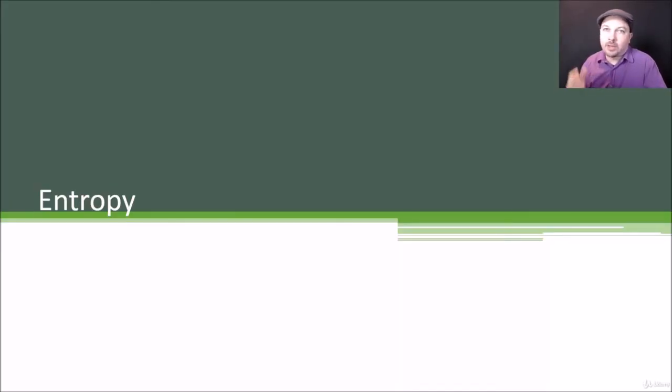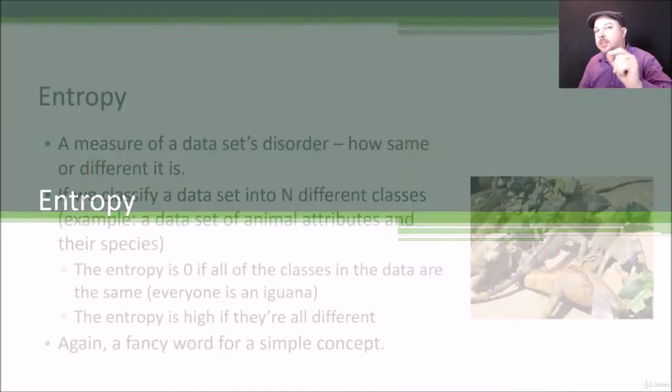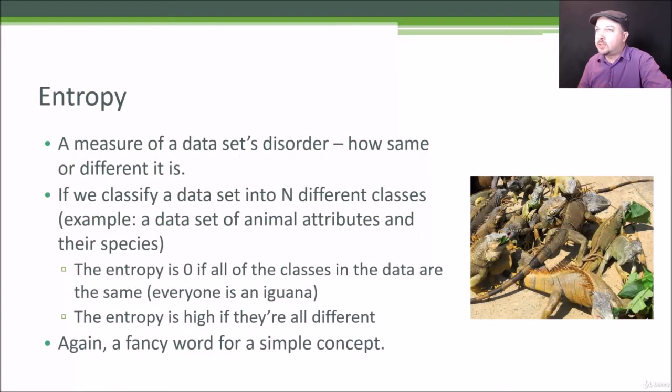Let's talk about entropy, another example of a fancy word for a simple concept. But we need to understand this before we talk about decision trees, so let's get this under our belt first. So entropy, just like in physics and thermodynamics, is a measure of a data set's disorder. So how same or different is a data set? Imagine we have a data set of different classifications, for example, animals. Let's say I have a bunch of animals that I've classified by species.